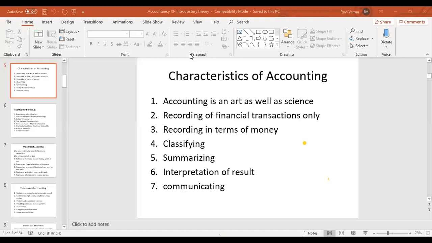So this is the meaning of accounting that we have covered today. Then we have covered the accounting cycle, and we have also covered the characteristic of accounting.